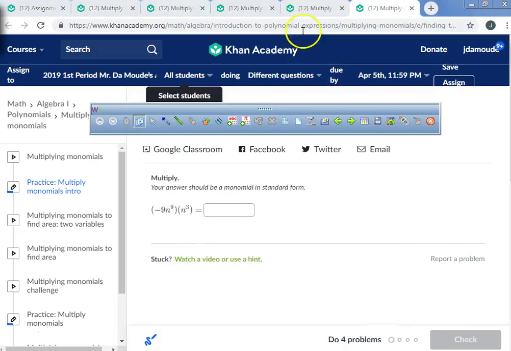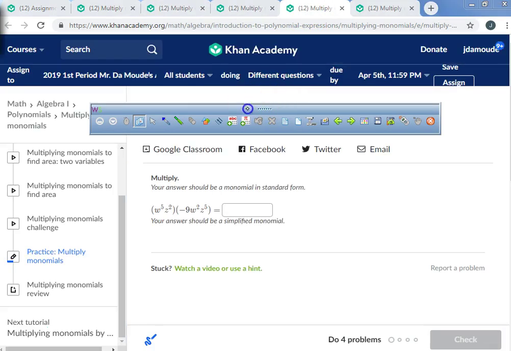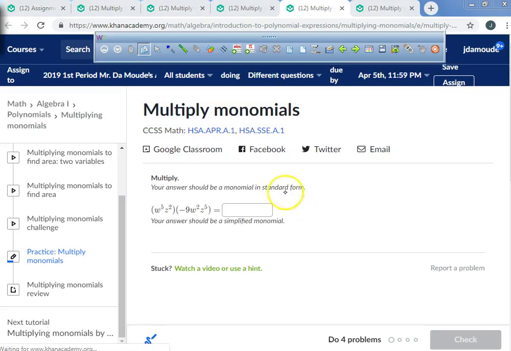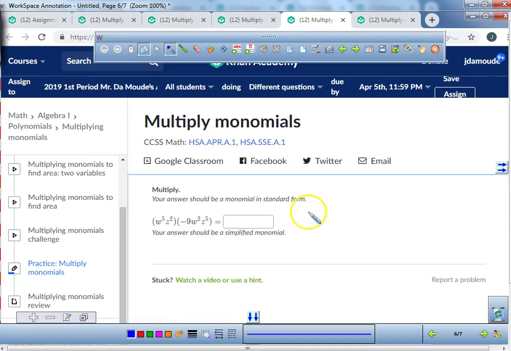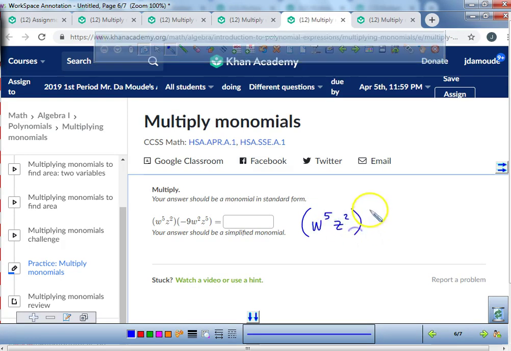Next problem. This one says multiply monomials. It's a bit harder, so we're just going to make it a little bit bigger. W to the power of 5, z squared, times negative 9 w squared z to the power of 5. So write that down.